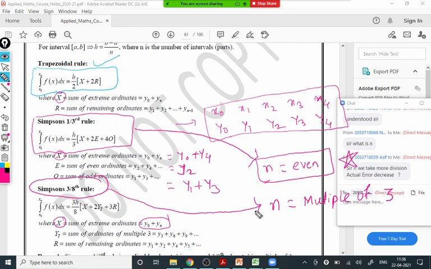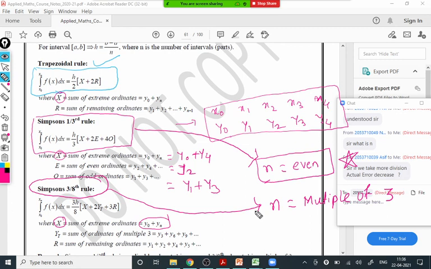But one doubt should definitely come to your mind. What should that doubt be? When these two conditions are given, you should have some doubt there. What if n is not even and not a multiple of 3? In such a case, you can use the trapezoidal rule. That is one correct possibility. Good doubt.